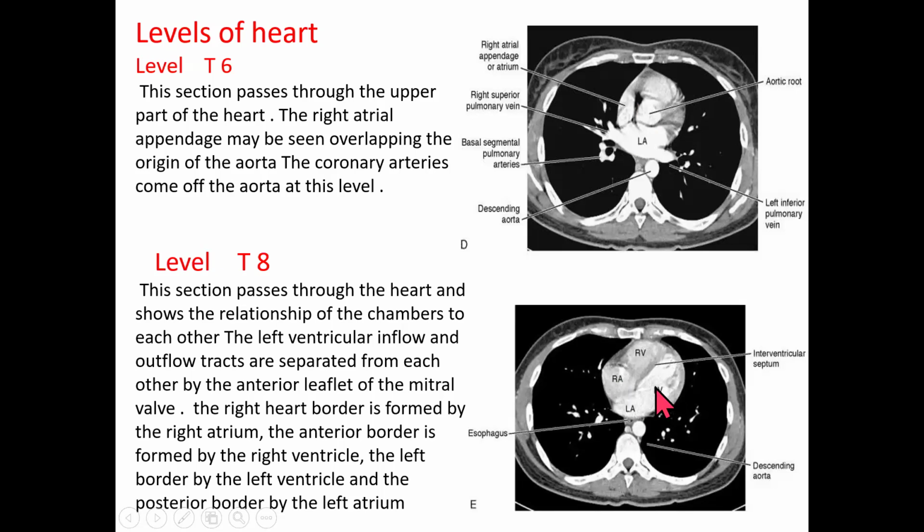At level T8 we see the whole chambers of the heart. The most anterior one is the right ventricle, posteriorly the left atrium, and the right heart border is formed by the right atrium and the left by the left ventricle.